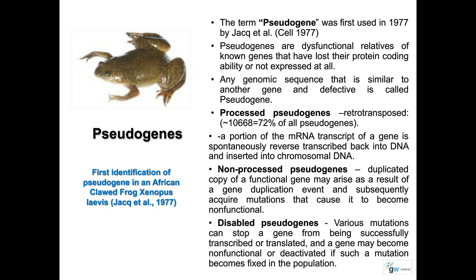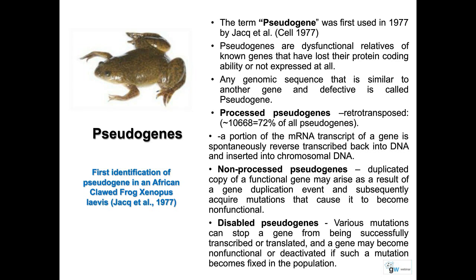The third category is the disabled pseudogenes. These genes are neither transcribed nor duplicated, but are located in the same location. What happens is that they acquire mutations at the regulatory regions. Because of that, they lose their transcriptional ability. These are called disabled pseudogenes. So these are the three major categories of pseudogenes that have been described in the literature.